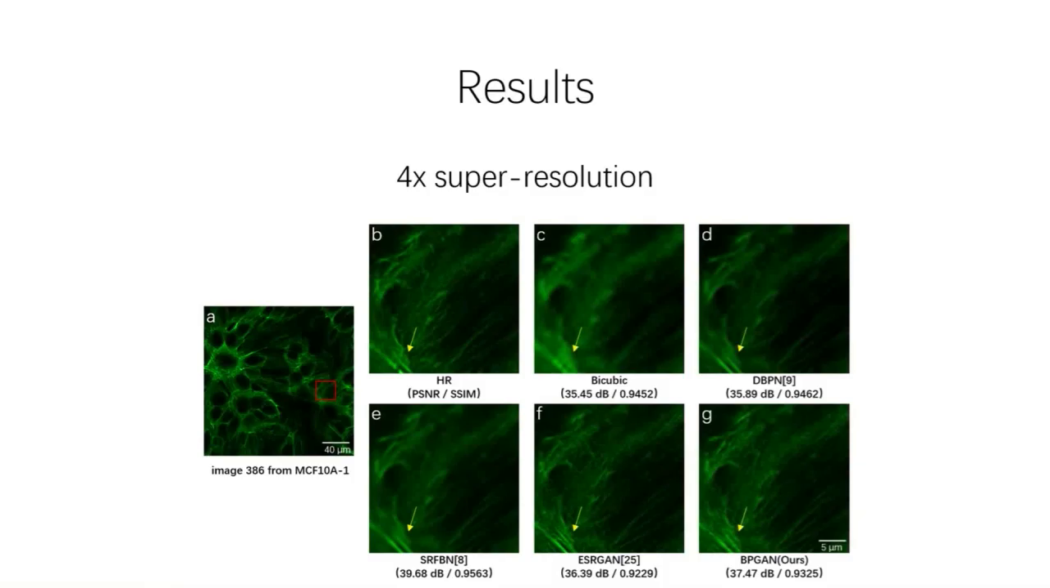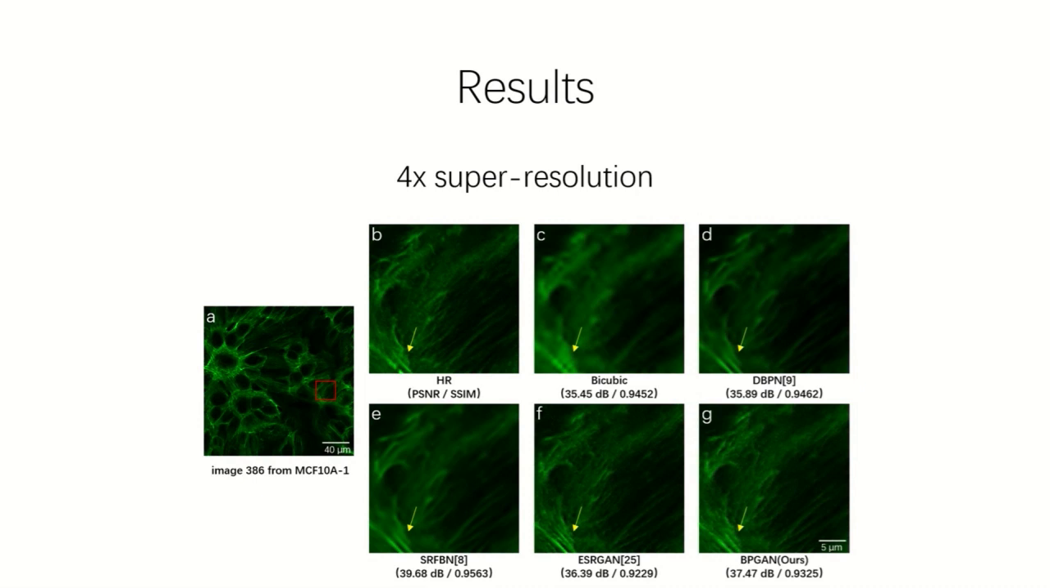For scale factors, we compare our BPGAN results with 3 state-of-the-art super resolution models, Pearson-oriented methods, DBPN and SRFBN, and the GAN-based method ESRGAN. We can find that our proposed BPGAN outperforms SRFBN and DBPN with more natural breast textures.